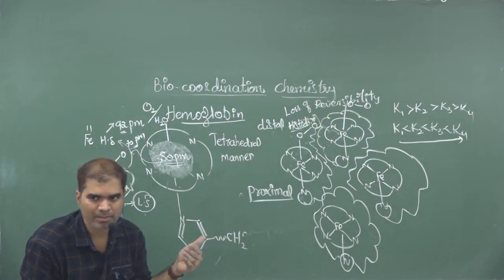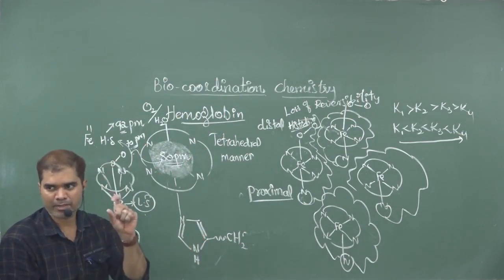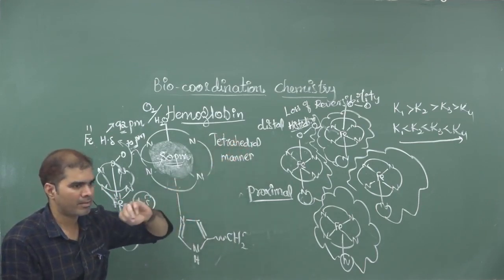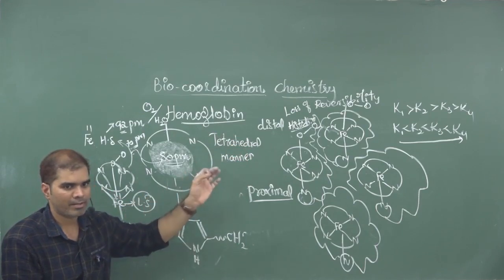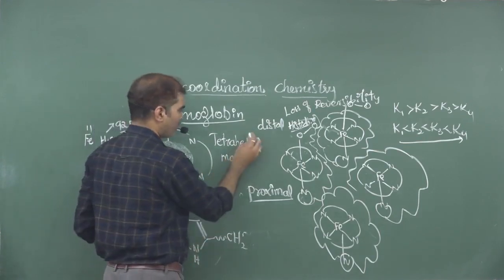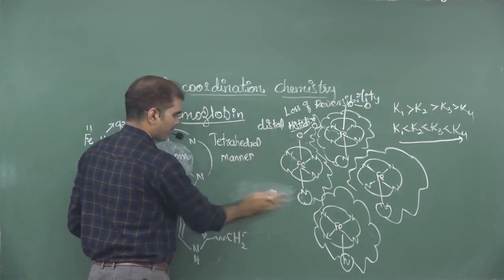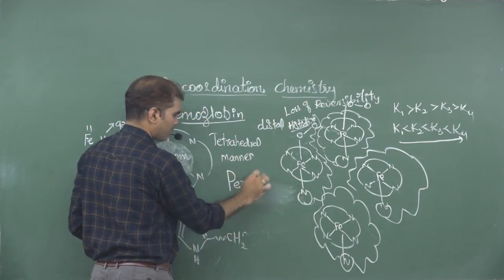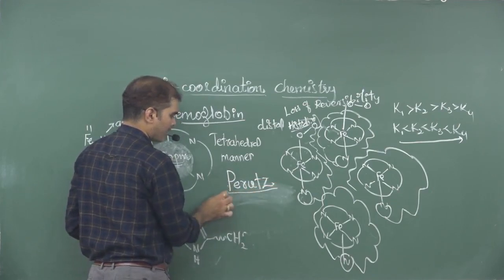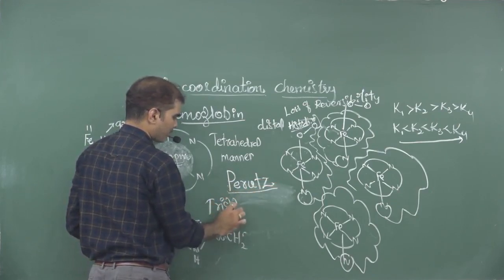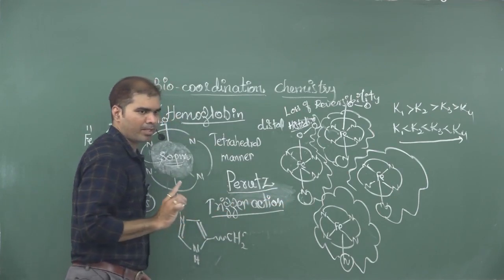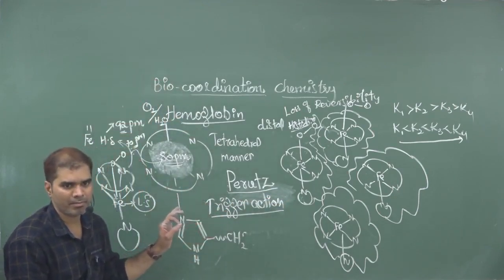What do you call that process? There is a name for it. This mechanism where one is helping the other. Cooperativity. And one regular question comes, which mechanism explains cooperativity? Perutz's mechanism or trigger action mechanism. Okay? Perutz's mechanism or trigger action mechanism.